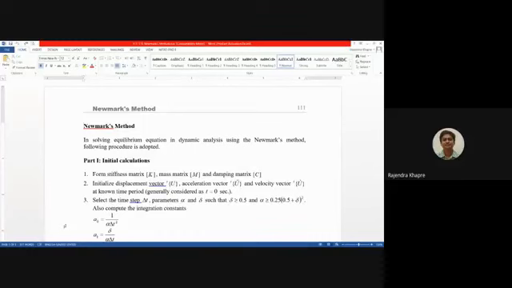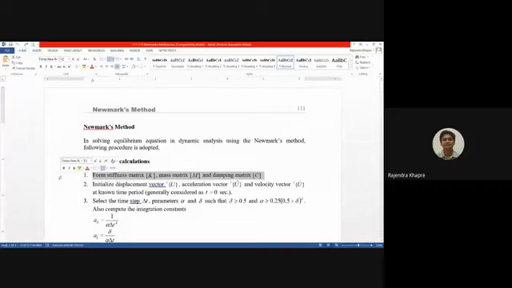Like the central difference method and the Hubolt method, the solution procedure is divided into two parts. One is the initial calculations, and the second one is the stepwise calculations. So in the initial calculations, like other methods, the first step is we have to generate the stiffness matrix, mass matrix, and the damping matrix.